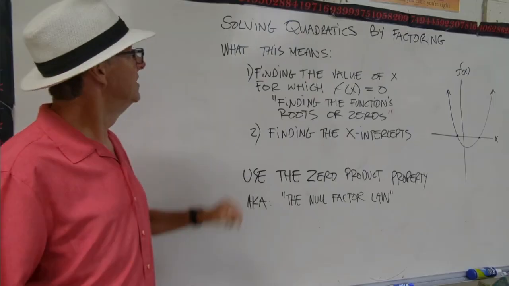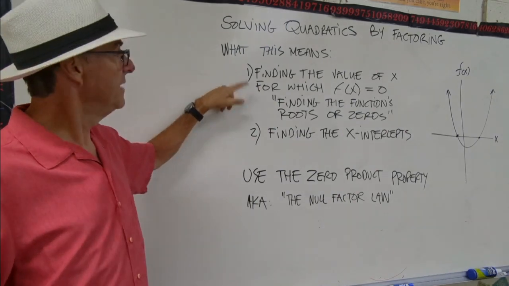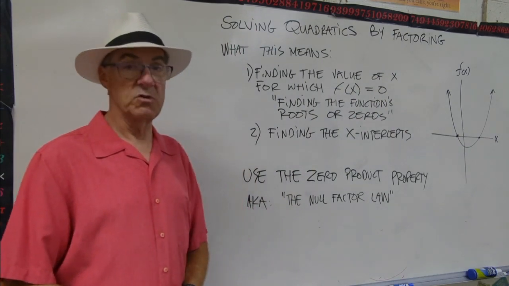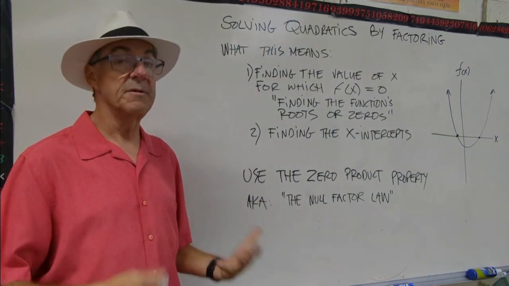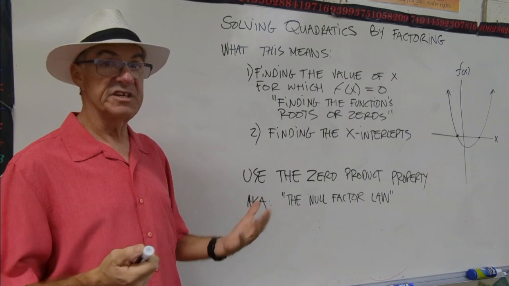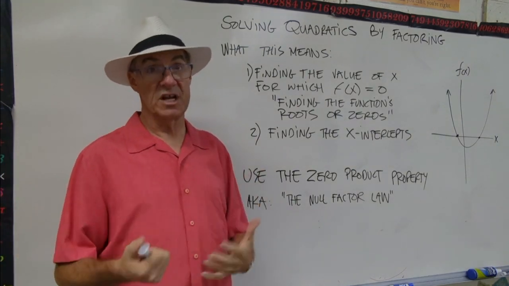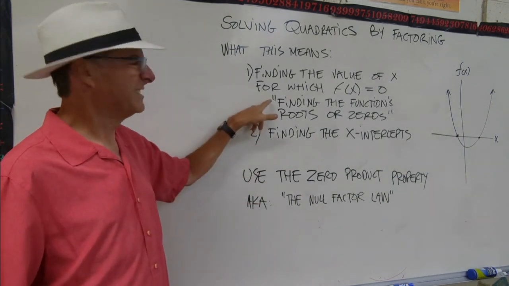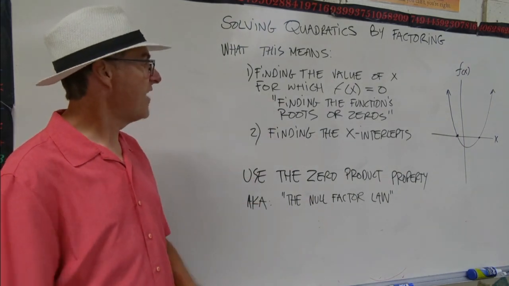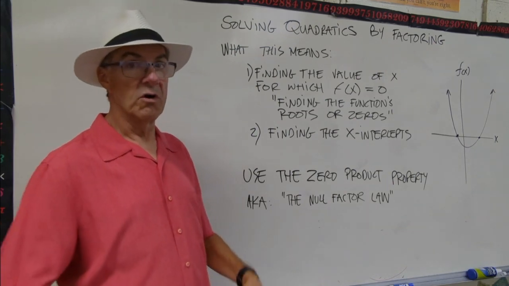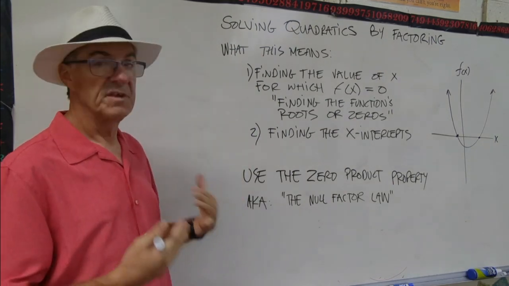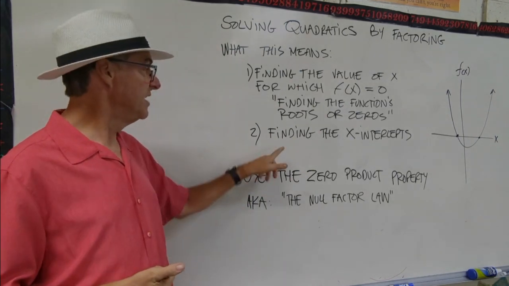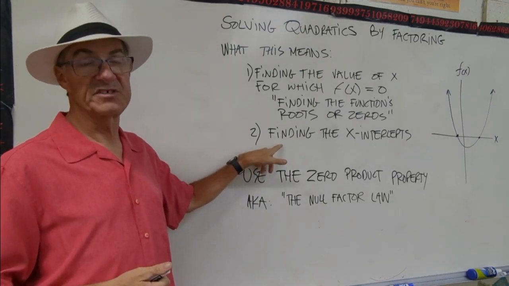So let's get started. What this means is to find the value of x for which f of x equals 0. That's what we do when we solve quadratics. You're going to see we take a quadratic expression, set it equal to 0, factor and solve. That's the basic process. You'll see this language: finding the function's roots or finding its zeros. And in practice, related to the graph, what we're doing is finding the x-intercepts.